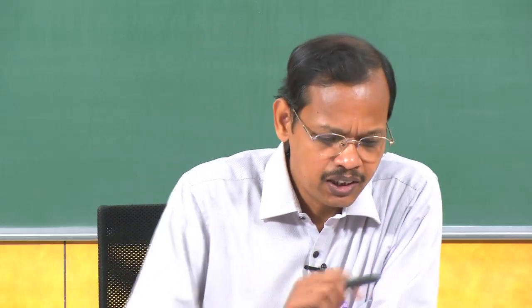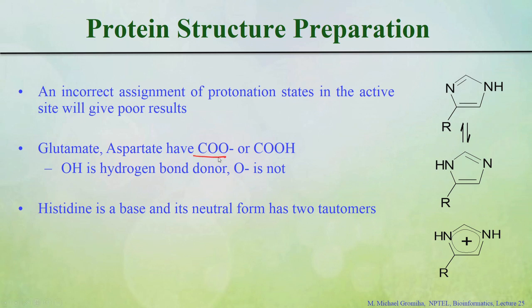For example, if you take the glutamic acid or aspartic acid, either we can give COO minus or COOH, but are they the same or different? They are different, right. Here if you see the COOH, its OH is a hydrogen bond donor, but the other is not, right. So, we need to be careful to assign all these protonated states at the active site, right, because that is the place where the ligand can interact.